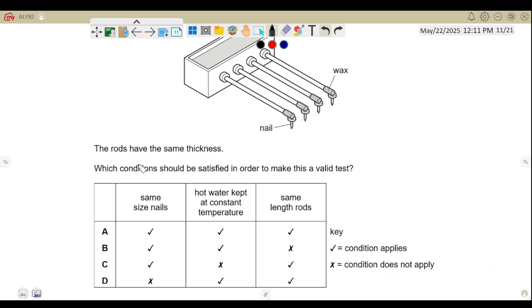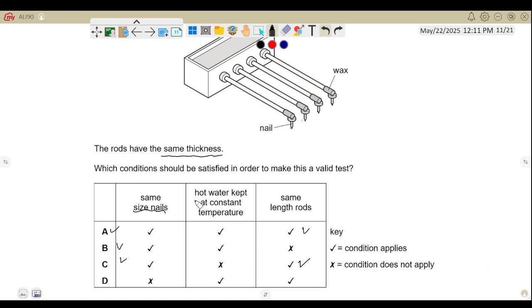So adding to the thickness that must be the same, we have actually made those rods with the same size also. That means we can choose between A, B, or C. The second thing is they have to be the same length. That means it's either A or C.